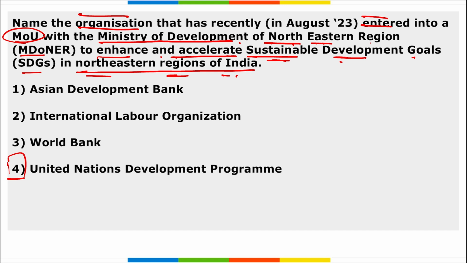Correct? The Department of Northeastern Region has taken steps across critical sectors such as infrastructure, connectivity, health, education, climate change, etc. In this collaboration, UNDP has been a key partner for the ministry in promoting data-driven decision making, especially in the northeastern region. Correct? That are based on the sustainable development goals.